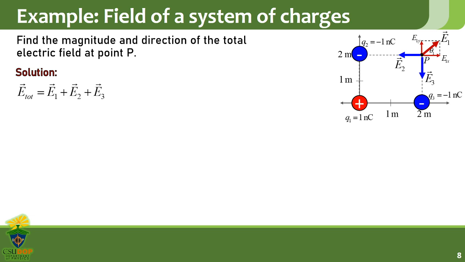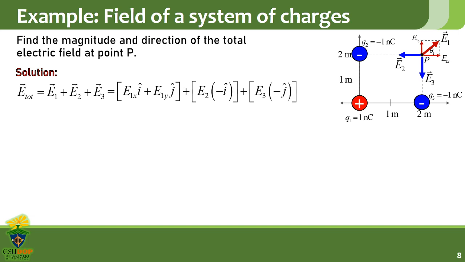In terms of components, the total field will look like these. Note that E2 has a direction of negative i hat, while E3 has a direction of negative j hat. If you look closely, we only need to find four terms to solve this problem: E1x, E1y, E2, and E3.